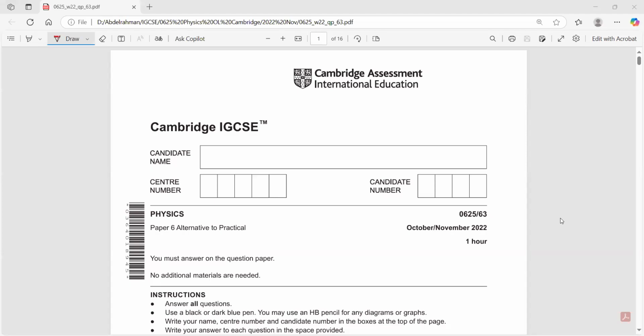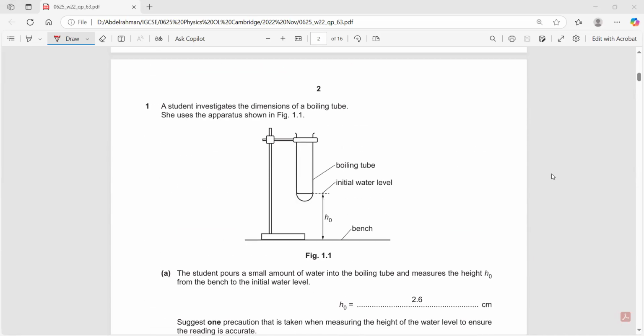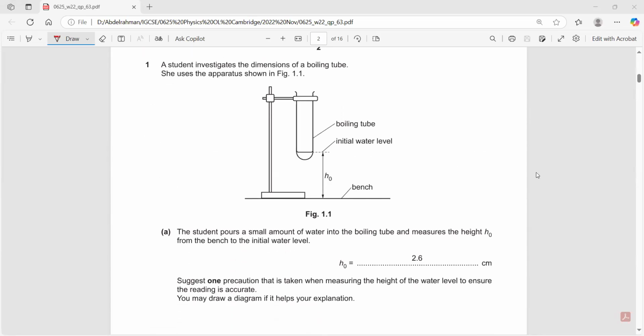Okay, November 2022, paper 6, variant 3. Question 1. A student investigates the dimensions of a boiling tube.